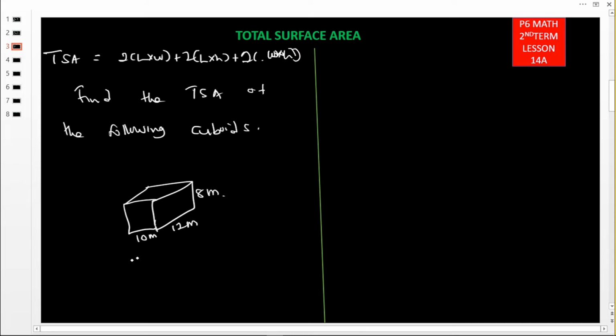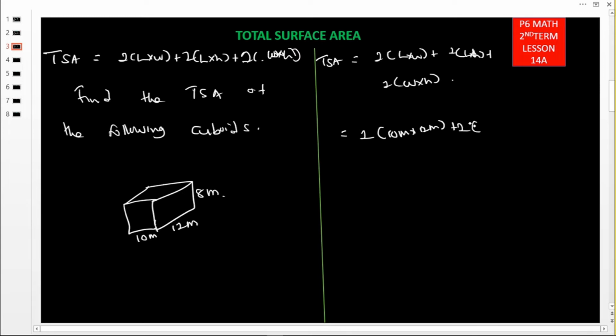So what you have to bear in mind at first is to write the formula, that is TSA of a cuboid is equal to 2 into length times width, then plus 2 into length times height, then plus 2 into width times what? Height. Then we are going to substitute. Our length is 10 meters. So 10 meters times the width, what is that one? The 12 meters.